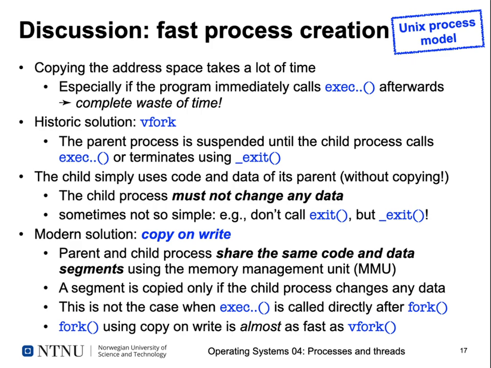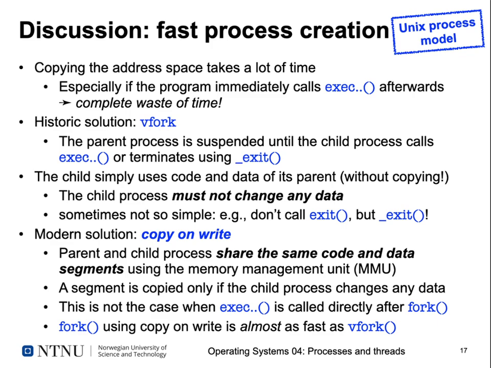So for this, there's a historic solution in Unix called vfork. And vfork ensures an execution order of parent and child process. So when you use vfork instead of fork, this means that the operating system suspends the parent process that's calling vfork until the child process has called an exec function or terminated using the exit syscall. And so the child can simply use the code and data of its parent without copying. So when you use vfork, the child is just running in the same address space as the parent, but of course then it's not allowed to change any data, which is difficult.